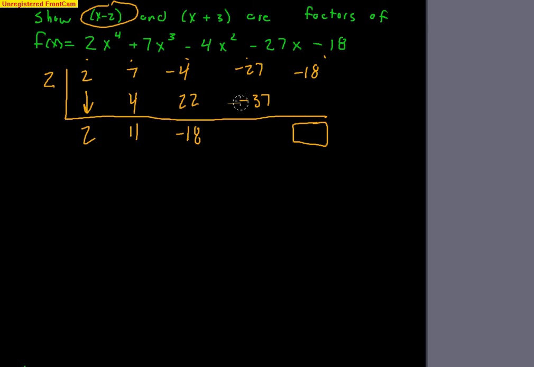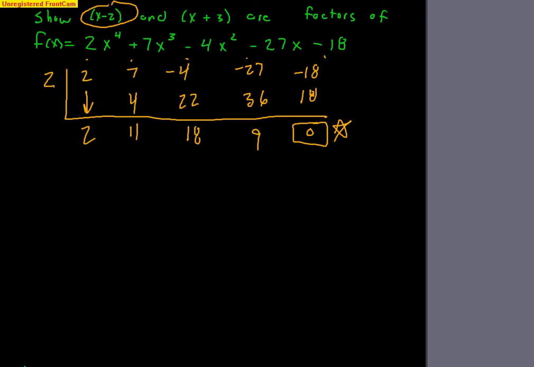Wait a minute, I knew I made a mistake. Something didn't look right there. Negative 4 plus 22 is positive 18. 2 times 18 is 36. Negative 27 plus 36 is 9. 2 times 9 is 18, and of course, I got that 0. That is awesome news, hence proving that x minus 2 is a factor.